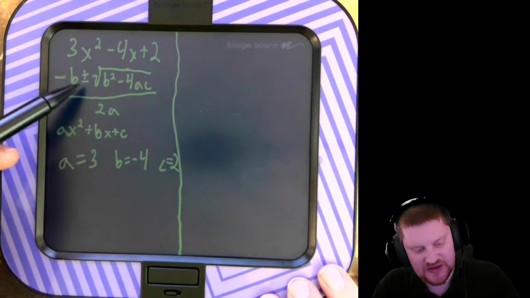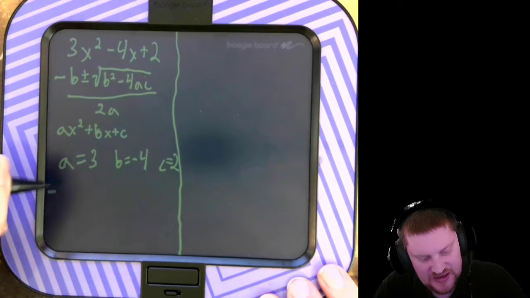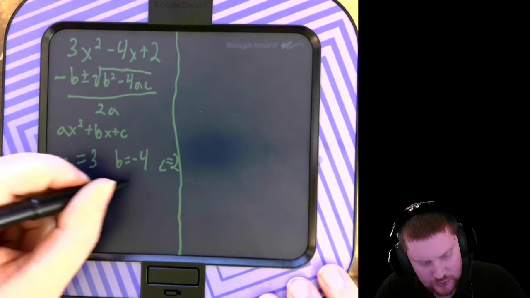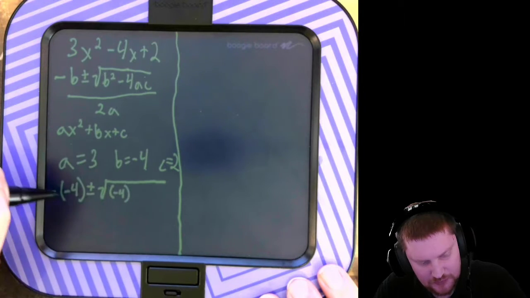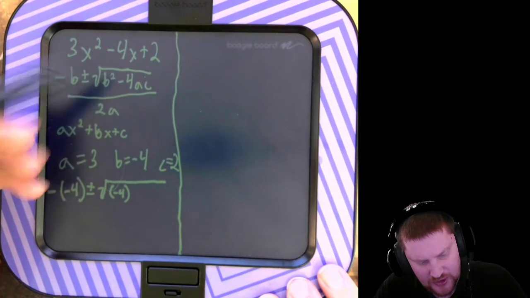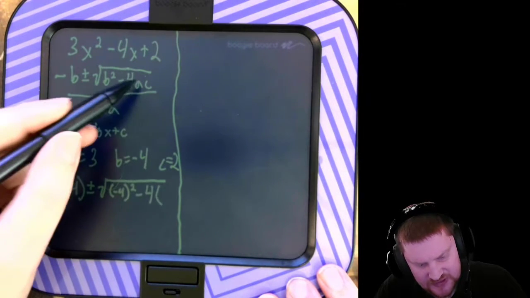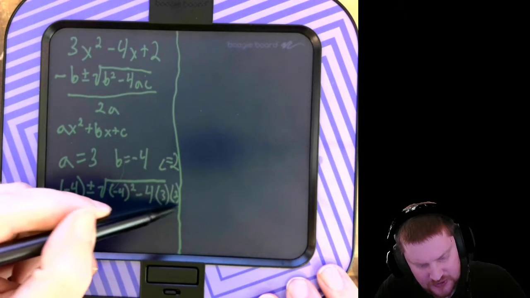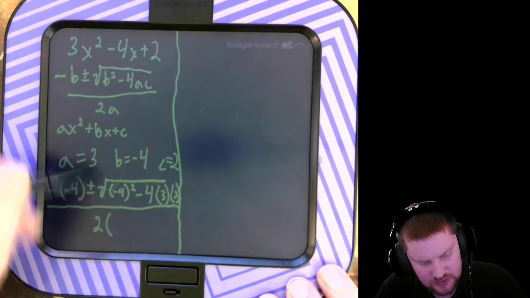Everywhere you see a b, plug in negative 4. And everywhere you see a c, plug in 2. So the equation starts off with a negative, and then I need a b, negative 4. Plus or minus the square root of b, negative 4. Notice that I'm putting these in parentheses. Squared, minus 4 times a, which is 3, times c, which is 2, divided by 2a. 2 and a is 3.